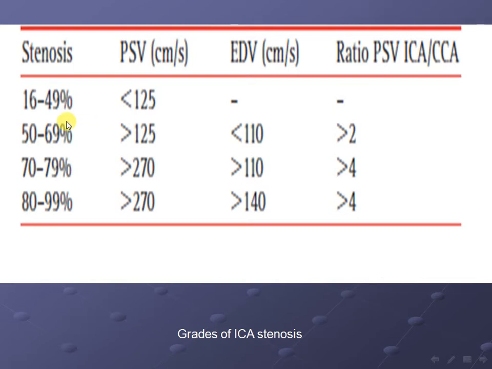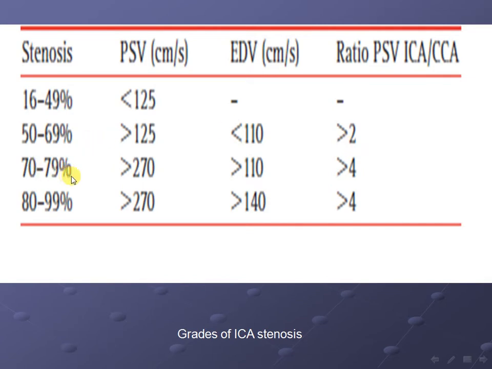For example, if the stenosis is less than 50%, the peak systolic velocity will be less than 125 centimeter per second. The end diastolic velocity will be of no importance. Okay. While if it's up to 70%, now we'll start having some hemodynamically significant stenosis. The peak systolic velocity will be more than 125, while the end diastolic will be less than 110 centimeter per second. And the ratio of the ICA over the CCA will be more than 2.